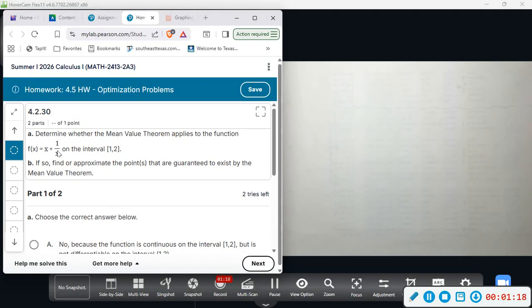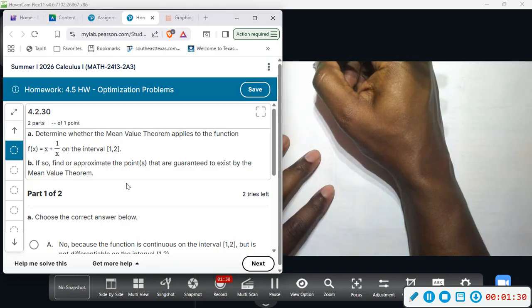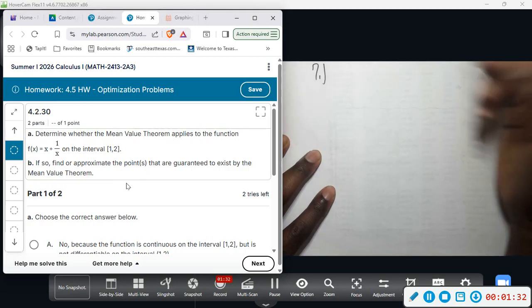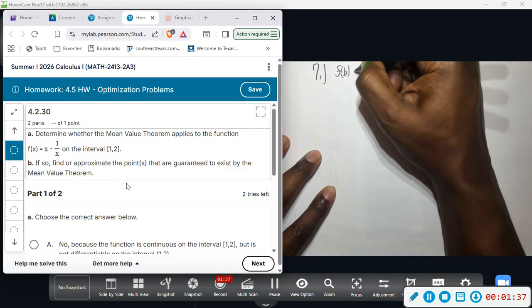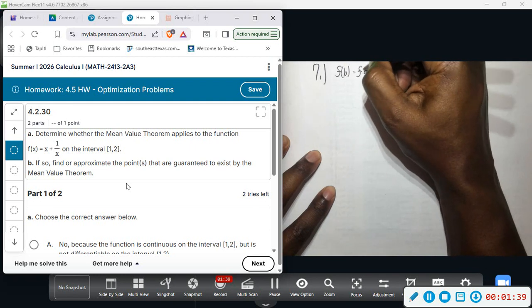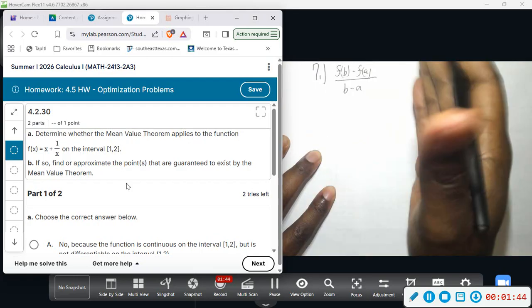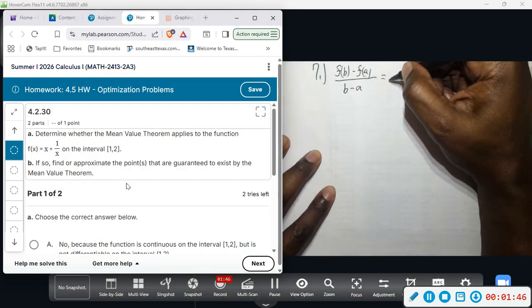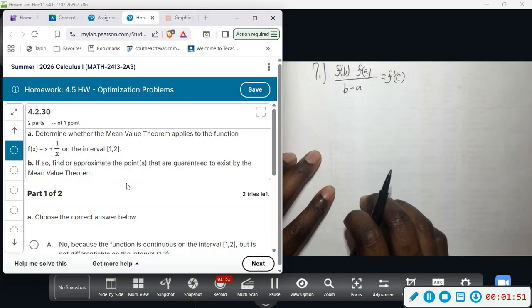All right, number 7 looks like a review, wants to determine if the mean value theorem applies. And then if so, find the approximate point that is guaranteed by the existence of the mean value theorem. So let's just remember the mean value theorem is just a slope formula. f of b minus f of a over b minus a just says that the slope is going to be equal to the derivative at some point.